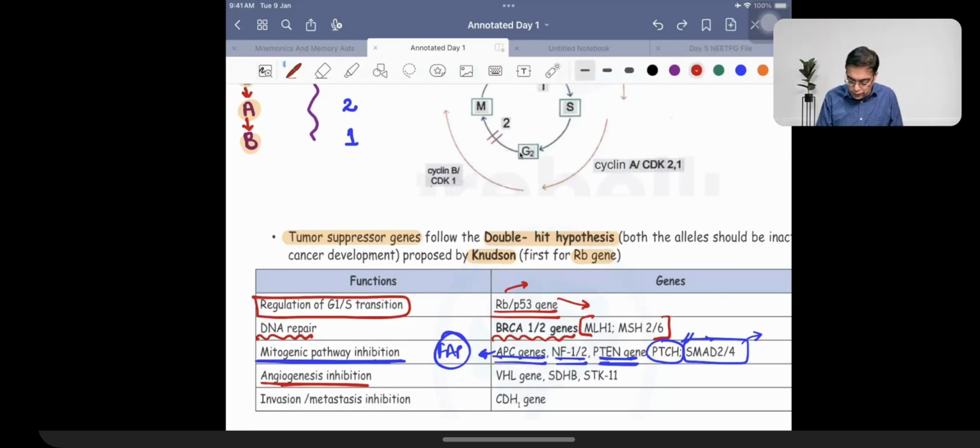VHL is going to be associated with development of which kind of cancer? Cerebellar hemangioblastoma, renal cell carcinoma. Which type of renal cell carcinoma? Clear cell cancer. So that was a question asked in the exam. It can be associated with SDHB.